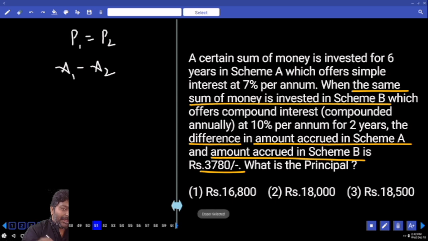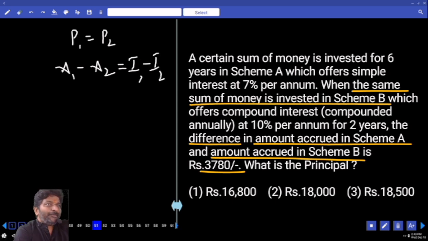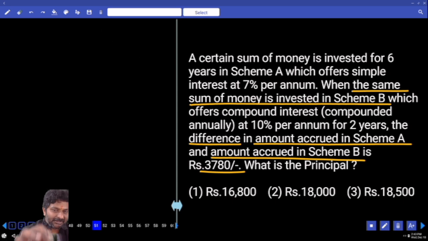Understood? Amount difference is equal to, I can say, interest difference. When principals are same and if there is any difference in their amounts, that is just because of their interest. I'll directly go with interest. If you directly follow the condition given in the question, you will end up wasting your time. That is why we say go logically: time is saved, we don't use amount, I directly talk about interest.